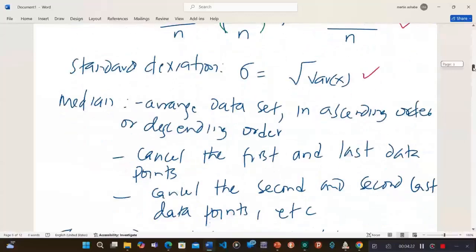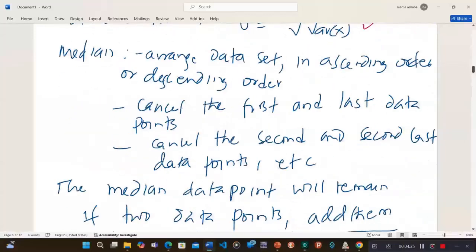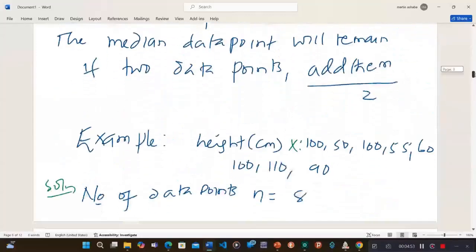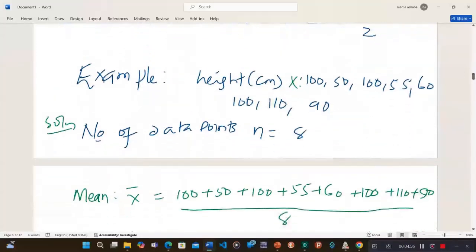So we move and look at median. Median, we said you arrange the data set in ascending order or descending order, cancel the first and the last data points, cancel the second and second last data points, etc., until you remain with either 1 in the middle or 2. So if it is 1, that will be your median. If they are 2, we said you add them and divide by 2. The value that you will get will be the median of the data sample.